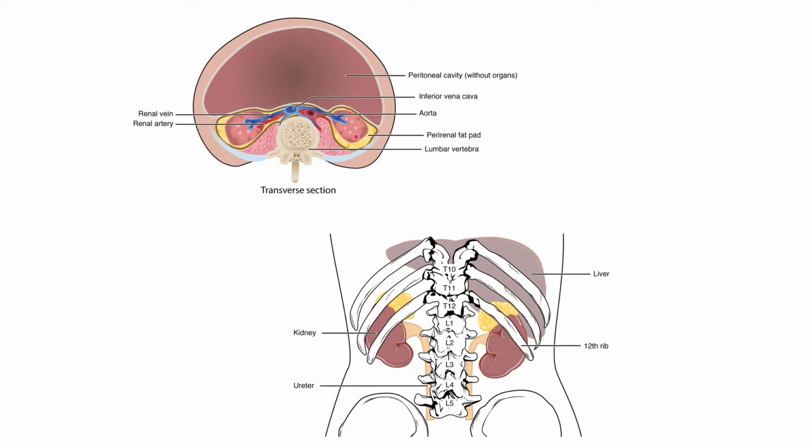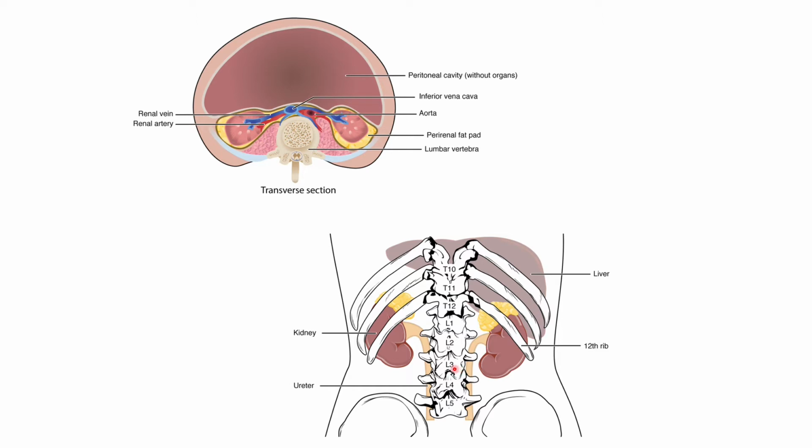So, this is the reason why you will notice that in all scintigraphic procedures, the camera will be posterior. Okay? Because of the location of the kidney. Okay, because the kidney is retroperitoneal. Now, the kidneys lie between T12 and L3.